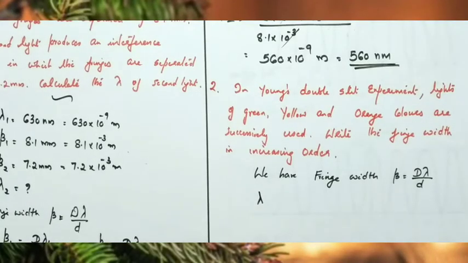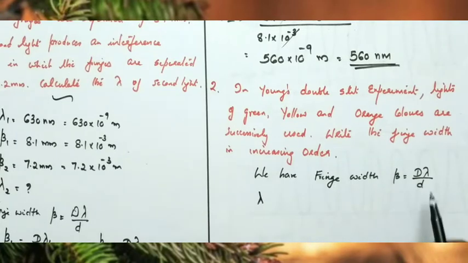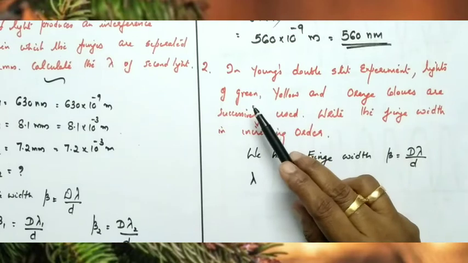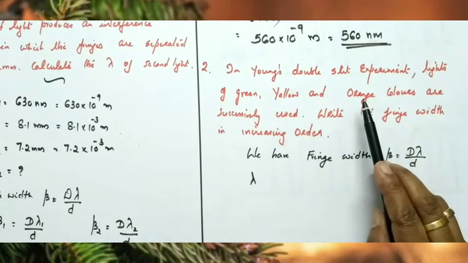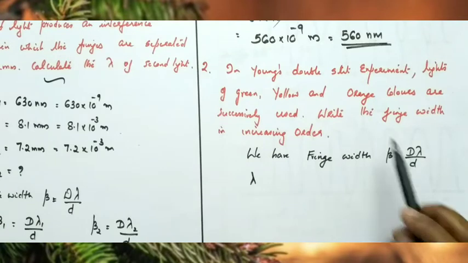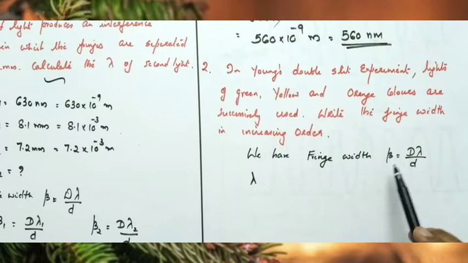Second question: in Young's double slit experiment, lights of green, yellow and orange colors are successively used. Write the fringe width in increasing order. We have fringe width beta equal to d lambda by D, that you know. Here first green light is used, then yellow, then orange light. What happens if the color changes? Color changes means wavelength changes. When wavelength changes, what happens to fringe width? Fringe width also changes, isn't it?